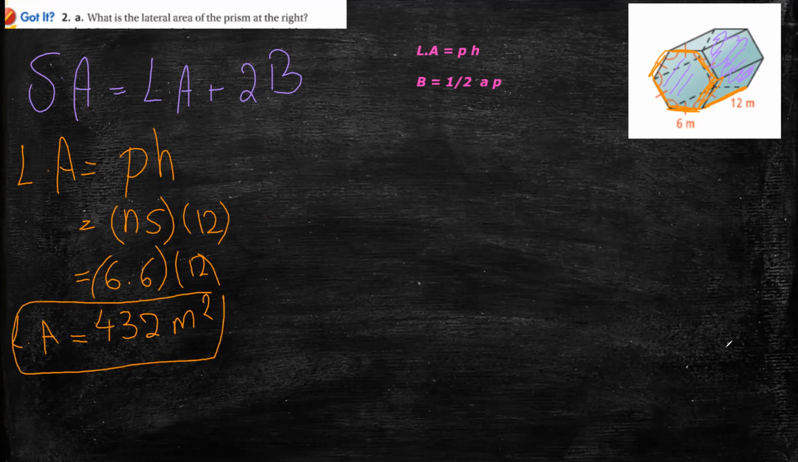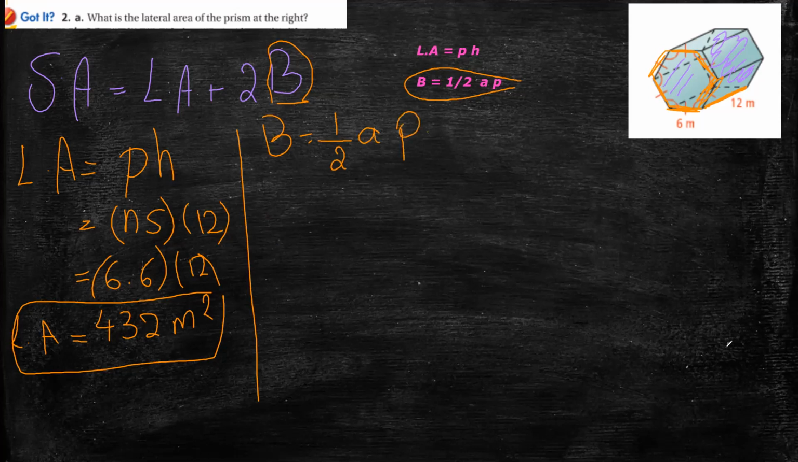This is the lateral area for this shape. Now, the second step, we have to find the area of the base. Also go back to look at the base. The base here is a hexagon. And we said that if you want to find the area of the base, we have to say half the apothem times P.